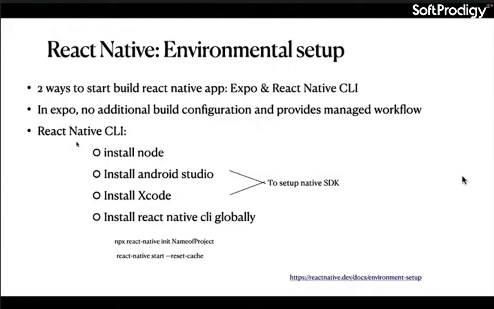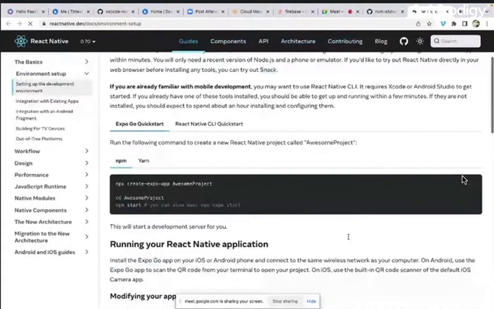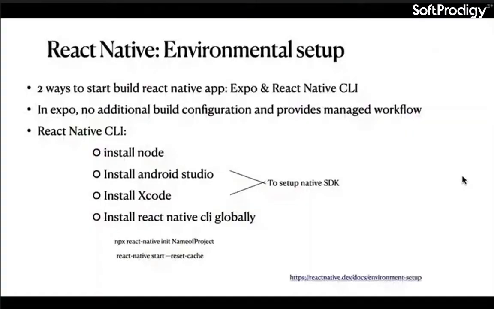For React Native CLI, I'm only explaining the basic steps. A detailed description of how to build the environment setup is in the link. Using this link, we can install those things. First we need Node. If you are developing for Android, we need Android Studio. If you are developing for iOS, we need Xcode. Then we need to install React Native CLI globally. For this, the command is this one. After that, React Native is on our machine.